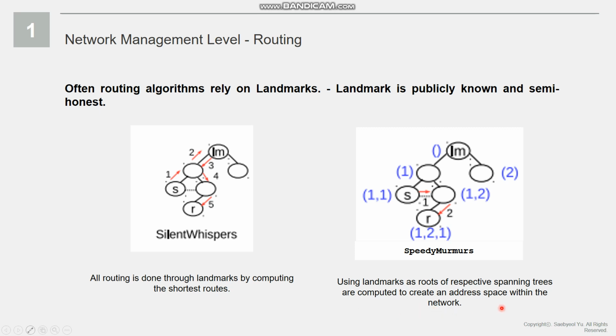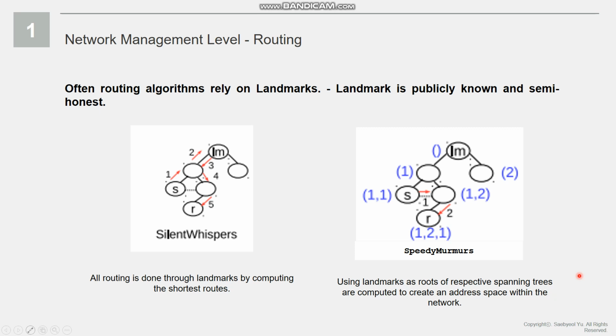And in Speedy Murmurs, they use landmarks as roots of respective spanning trees that are computed to create an address space within the network. Based on this address, they find the shortest distance between nodes. Finally, they conclude some path.